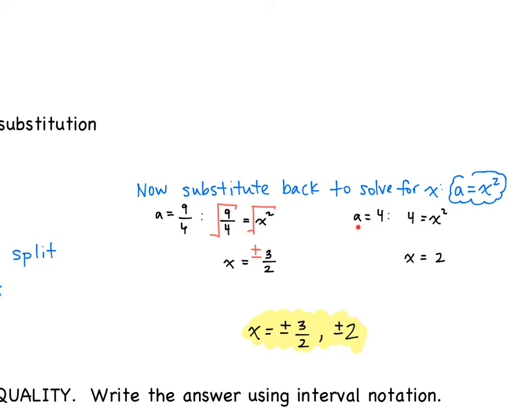So then over here, when a is 4, we have to find what x is. So again, we set the equation 4 equals x squared, and we take the square root of both sides.